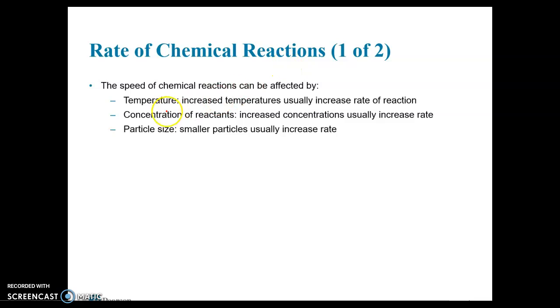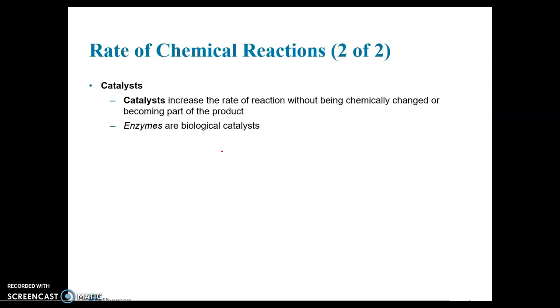Speed of chemical reactions can be affected by temperature. Many times higher temperature will increase the rate of the reaction. Concentration of reactants. The higher the concentration of your reactants, the more product that you can make. So usually that will increase the reaction rate. And the smaller the particles are. That's why we chew up our food, to break it down and have smaller particles that can be broken down at a faster rate by our digestive system.